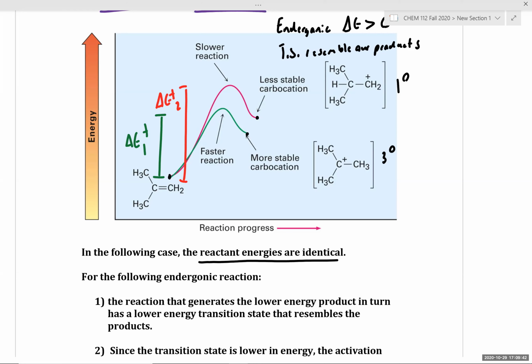Exactly right. The tertiary carbocation is lower in energy. So in this reaction pathway, we have the same reactant that can undergo two different pathways to generate two unique products. This reaction is endergonic, and as a result, our transition state will resemble our products.